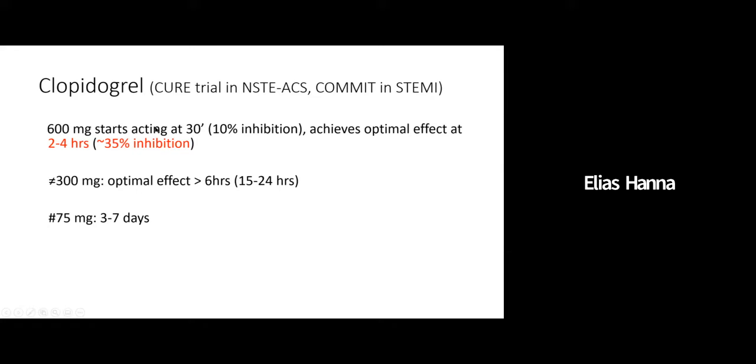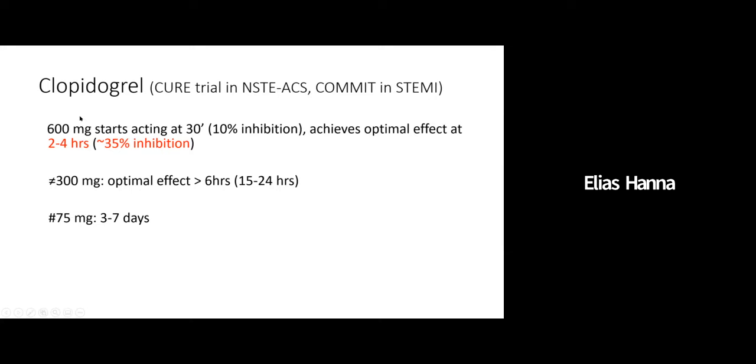So one, Plavix, and I will mention trials, I won't elaborate, but the landmark trials of Plavix are the CURE trial for non-ST-ACS and the COMMIT trial for STEMI. The CURE trial was in 2002. So Plavix, or clopidogrel, it started.